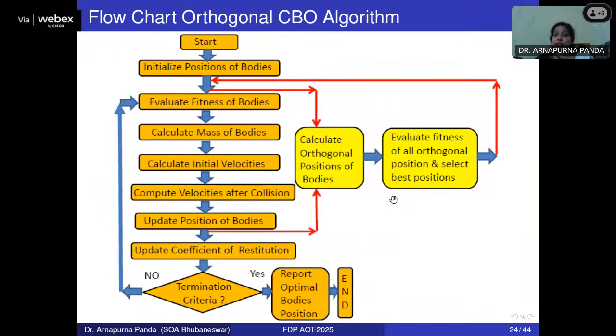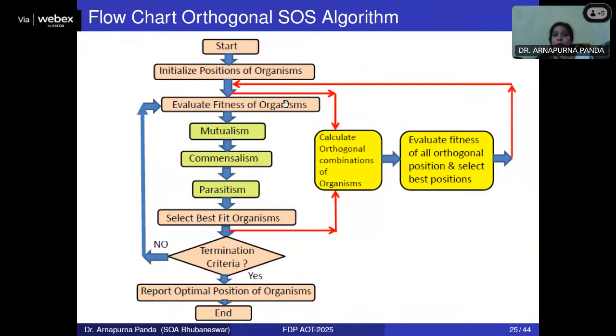Then I have used these orthogonal positions here. See this flowchart. After finding the fitness value, we have to go to the orthogonal position. We have to calculate the orthogonal position and find the fitness value at the orthogonal position. Then again we evaluate the fitness value of all the bodies, and find which bodies are the best to go for the next iteration. Here also in symbiotic organism search, at initialization, we have to find the orthogonal combination and the best orthogonal combination. We have to find the fitness value. Then we go for the metabolism, communism, and parasitism phases.